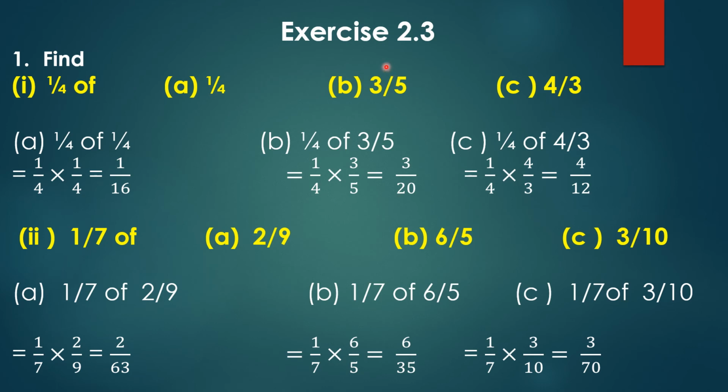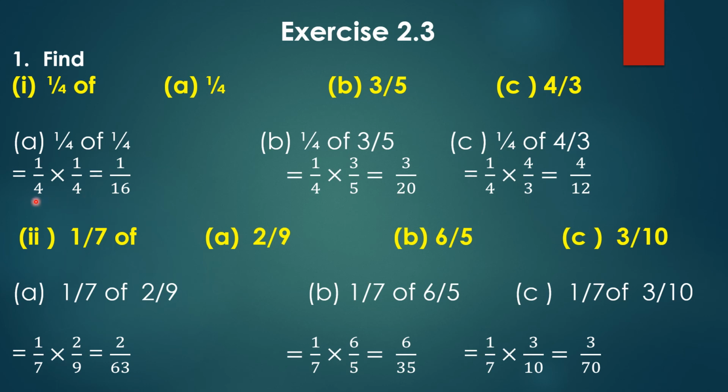Under exercise 2.3, the first question is: find 1 by 4 of 1 by 4, 1 by 4 of 3 by 5 and 1 by 4 of 4 by 3. Let us take the first one, 1 by 4 of 1 by 4. "Of" means multiplication. Therefore, this will become 1 by 4 into 1 by 4. Here we have to multiply the two fractions.